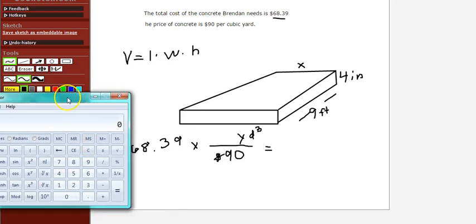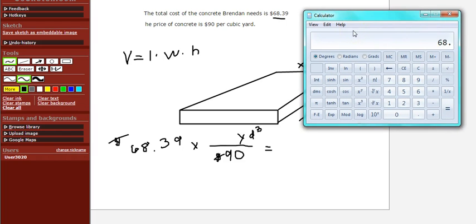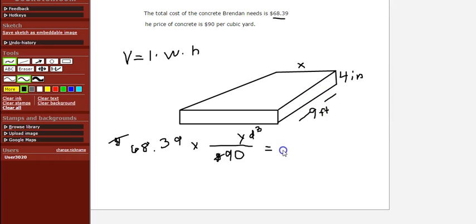And so we're going to start with $68.39 and divide that by 90. Oops, I didn't do that right. 68.39 divided by 90 is 0.76 cubic yards. So this is our volume. The length times the width times the height is 0.76. And we'll put the units right there.